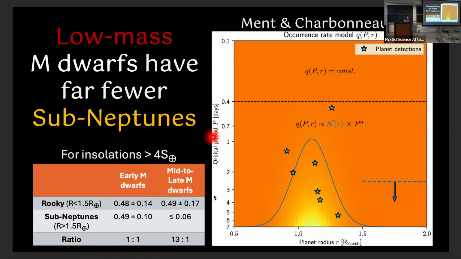And for the mid to late M dwarfs, there's none. They didn't find any sub-Neptunes, which lets them put an upper limit of about 6% on their occurrence in these inner parts of the orbits. So that's a ratio of at least 13-to-1 in favor of rocky planets. So there's a big difference when we're thinking about early M dwarfs and mid to late M dwarfs in the types of planets that they have in their inner solar systems.